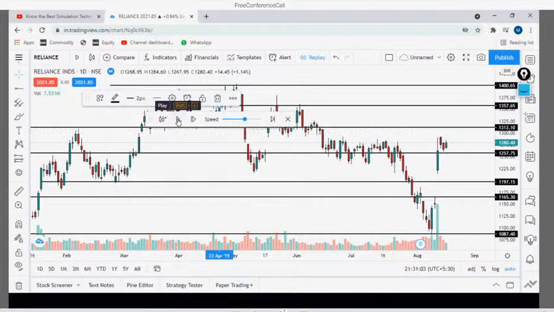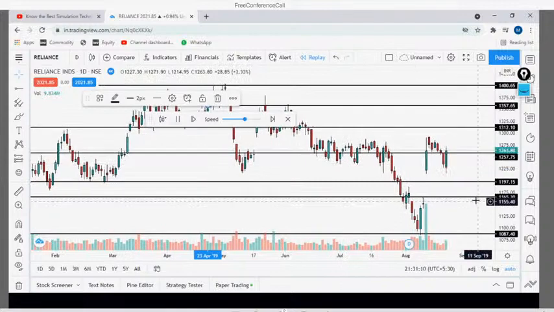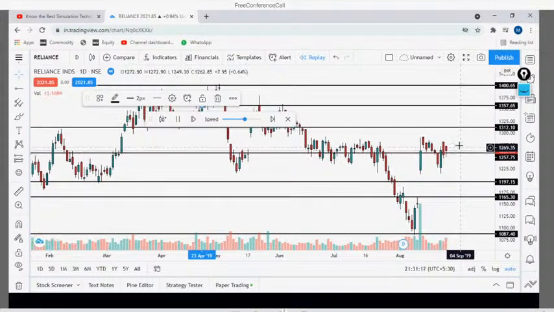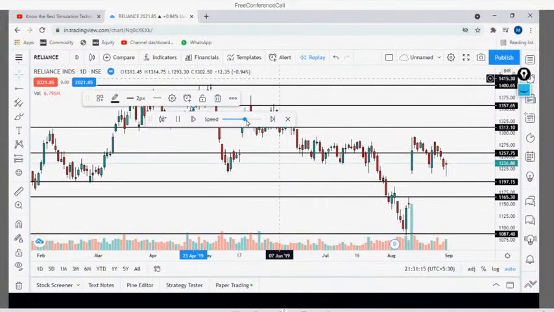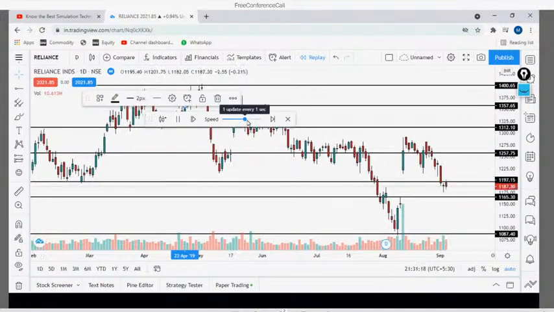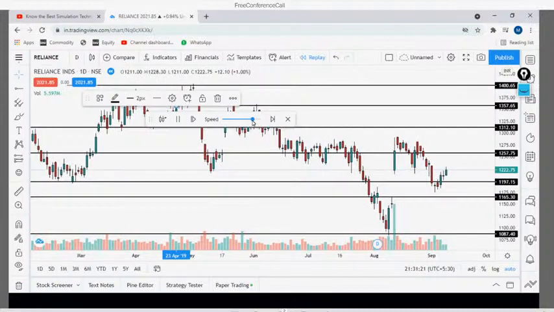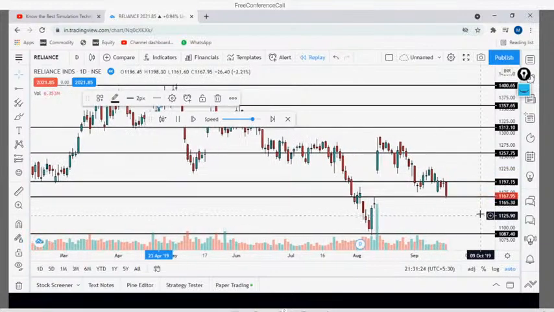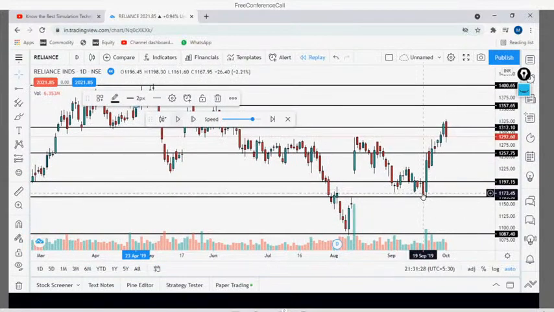I'll show this on another one also. Okay, see how it is going upside. Let me increase the speed a little bit, just to see at each level. See this level now. See this. This was one of the support levels and see how it bounced.